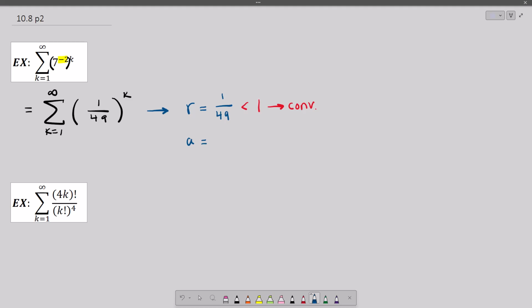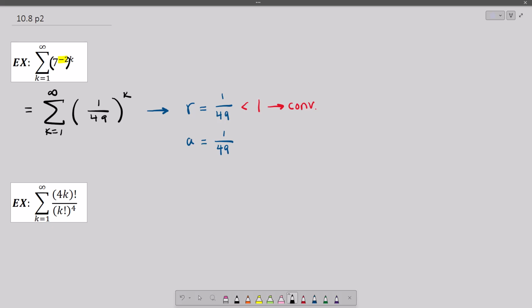And what is A going to be? 1/49. A will be 1/49 because A represents the very first term in the series. We find the very first term in the series by plugging in the very first index value. And so we will, in fact, have 1 over 49 for both.